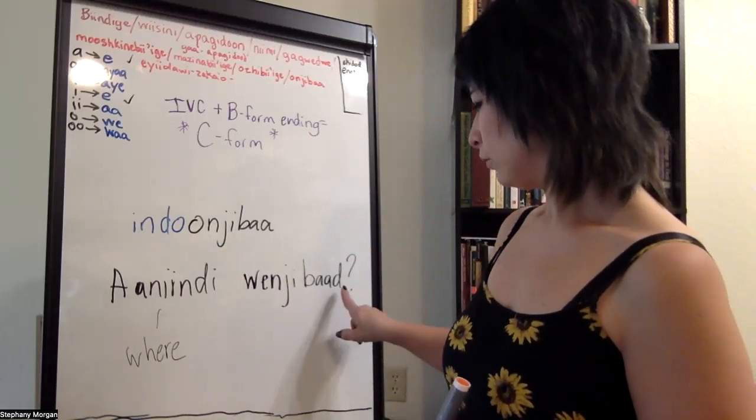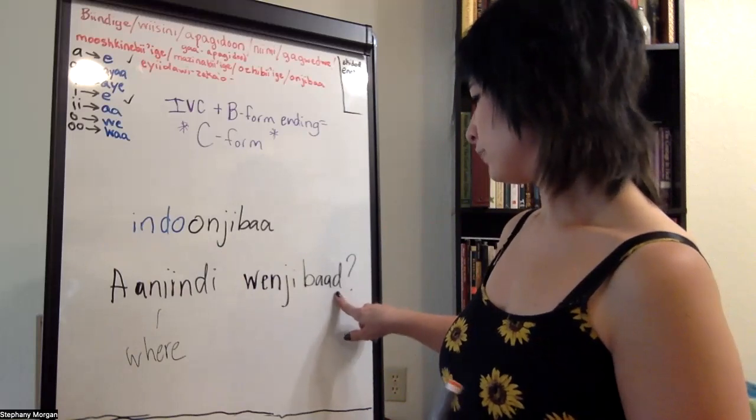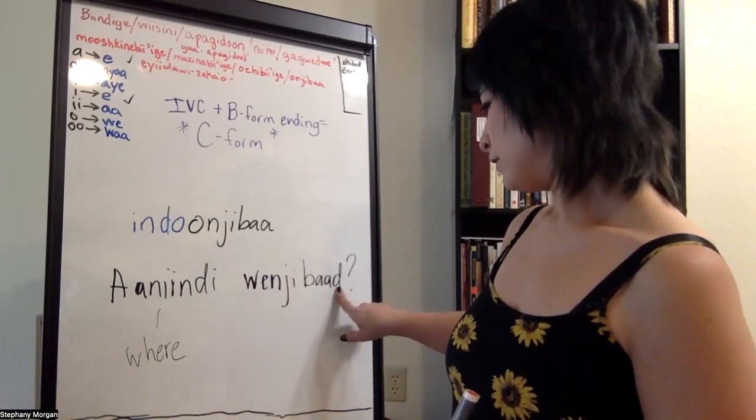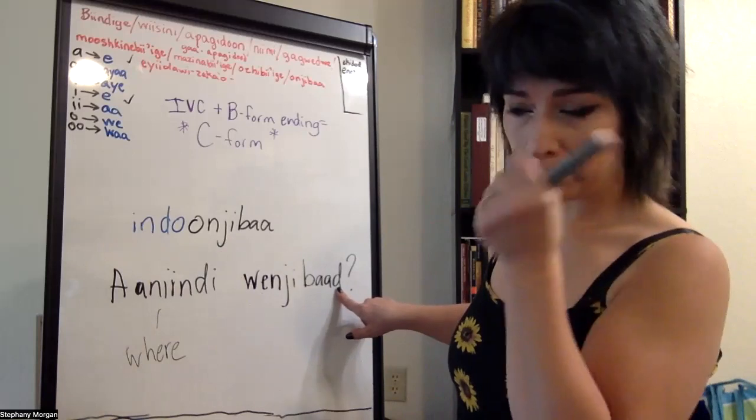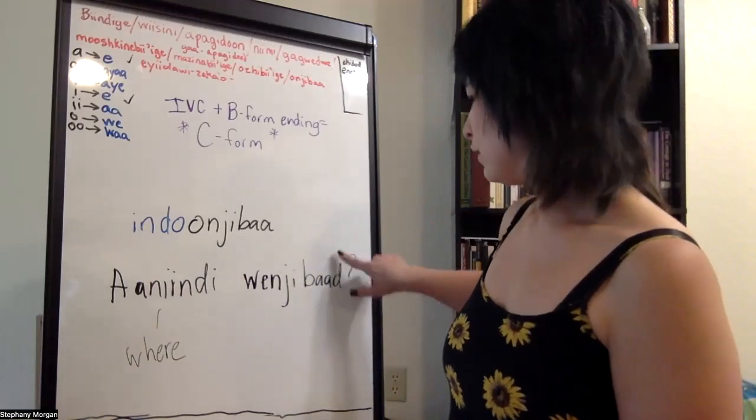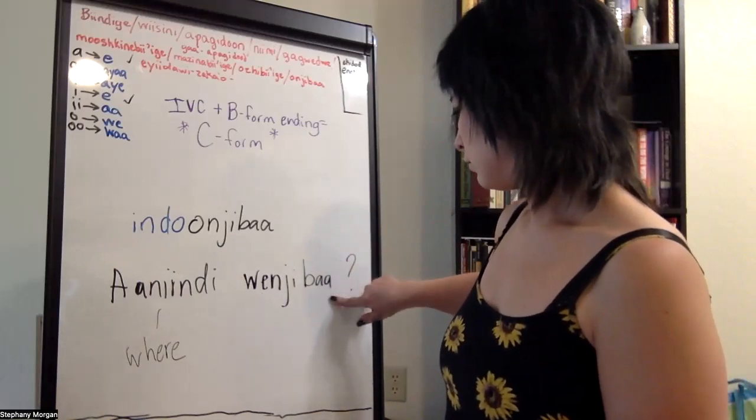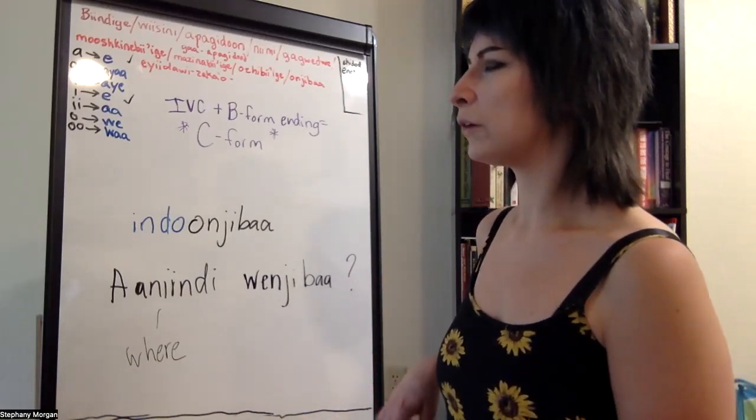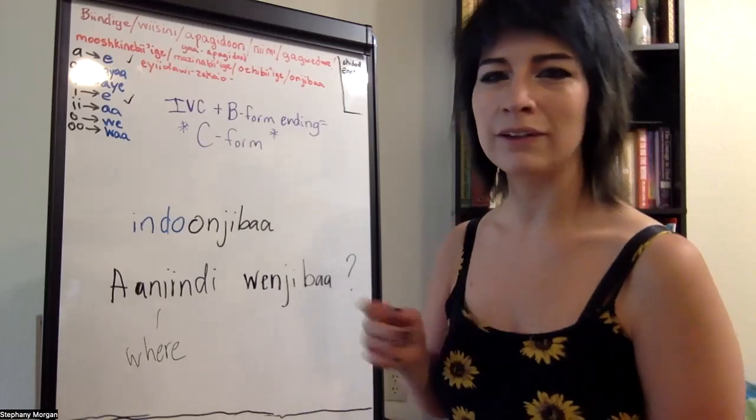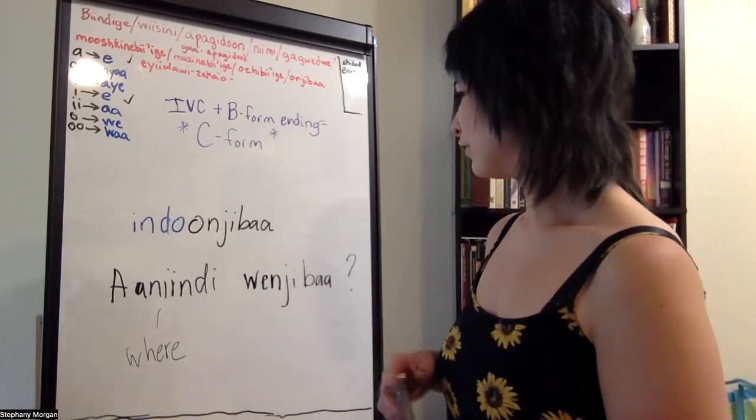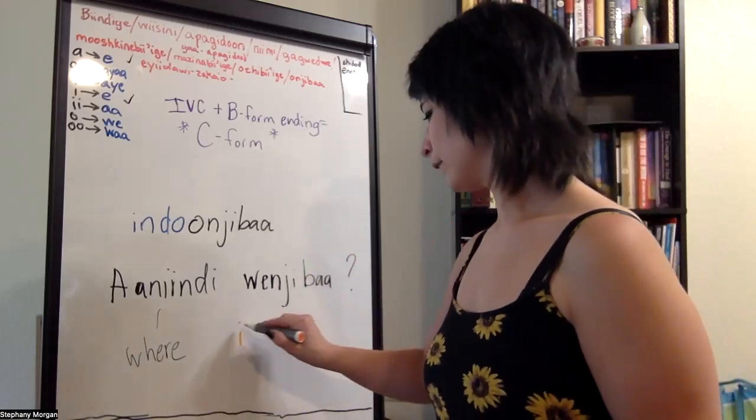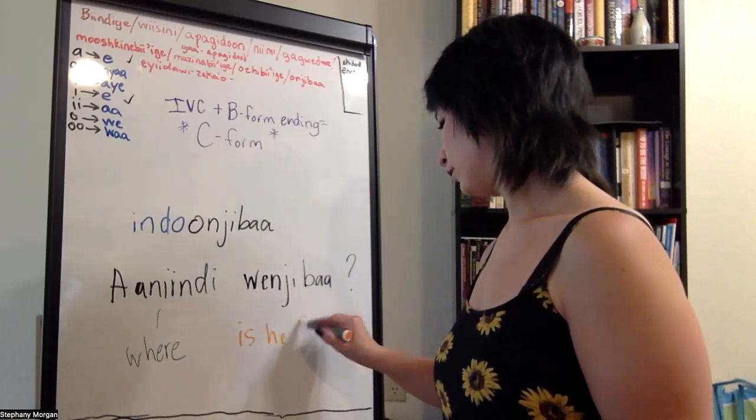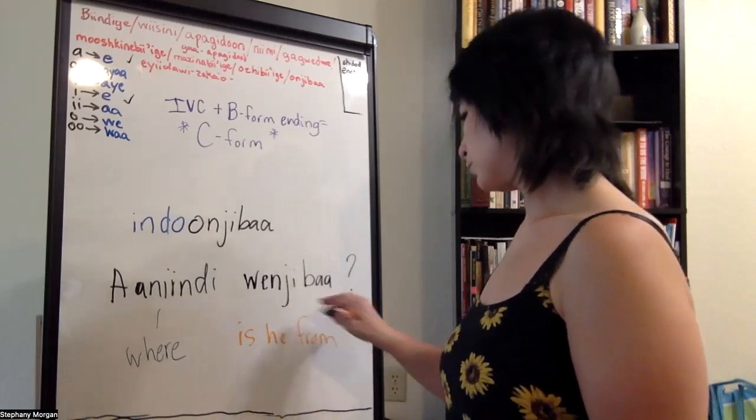But here we know there's a B. So here we know there's a B form ending. We know that D in B form means he or she. So we're asking, sorry, I think I misspoke earlier. Where is he from? Is what I was asking. Where is he from? But we want to figure out what this root verb is.